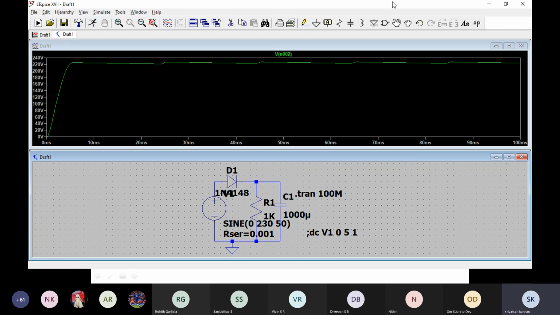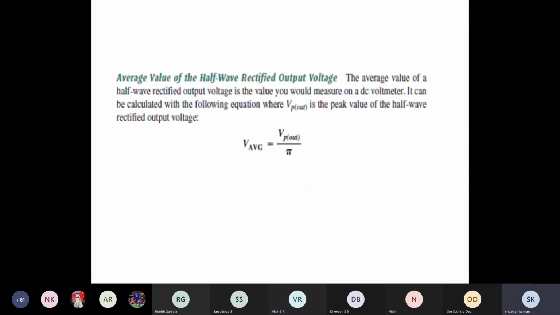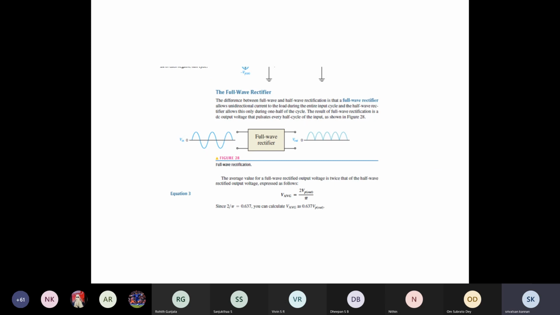I'll show you the block diagram. Two diodes. One diode should conduct for the positive cycle, and the other diode should conduct during the negative cycle, right? So this is the full wave rectifier. The difference between a full wave rectifier and a half wave rectifier is that a full wave rectifier allows unidirectional current to the load during the entire cycle, and a half wave rectifier allows it only during one half of the cycle. So this is the major difference between half wave and full wave rectifier.